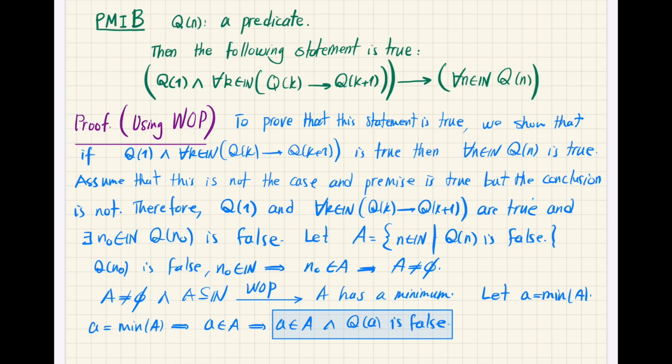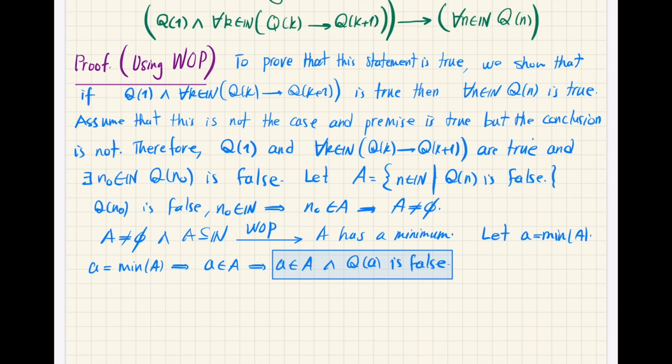Okay, but now we know that Q1 is true. Here we know that, therefore Q1 and this statement are true. So Q1 is true, so this implies that a is not equal to 1. And since a is an integer, so a is a natural number, so this means that a is greater than 1, so it means a minus 1 belongs to n.